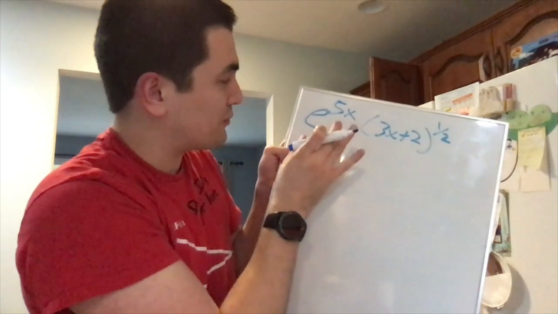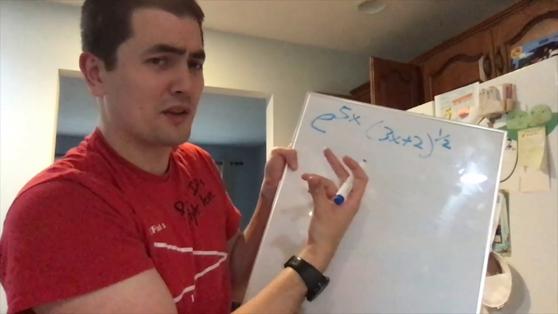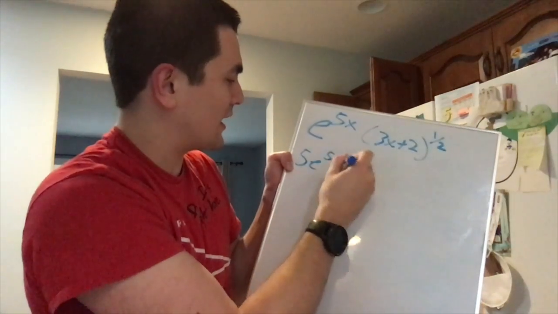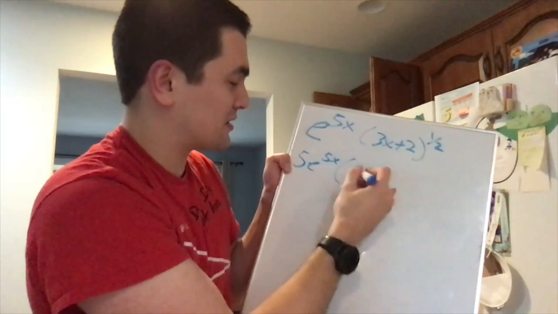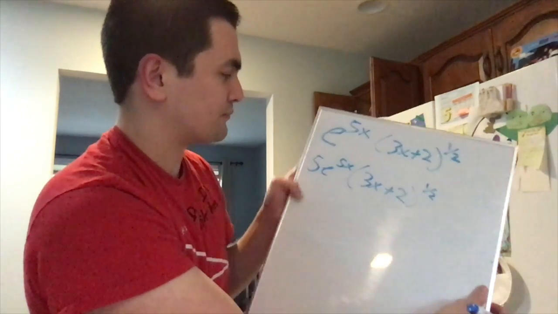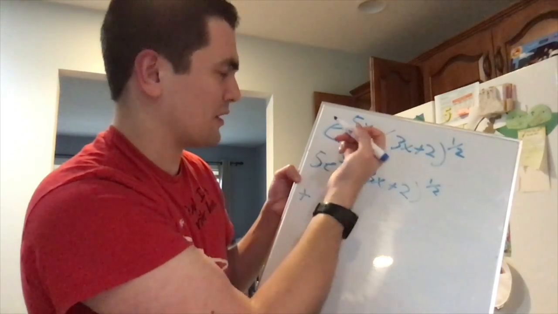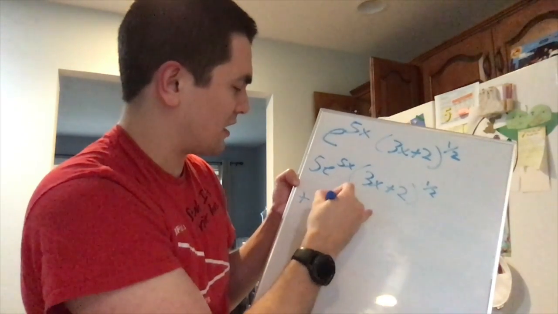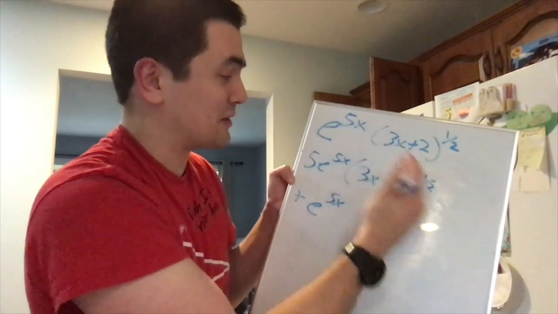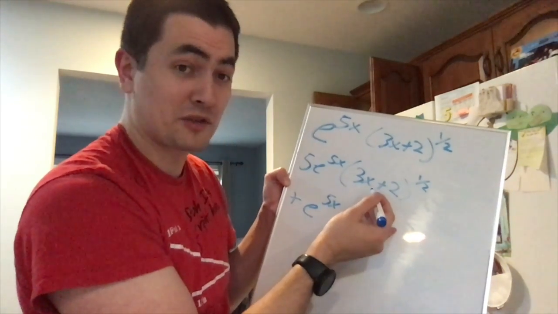So why don't we do the derivative of the first times the second? The derivative of the first, recall, is the chain rule. So it's going to be 5e to the 5x times, and then you just copy the second part down, 3x plus 2 to the 1/2 power. Then you have to add the derivative of the second times the first. The first we can just carry along for the ride. The derivative of the second, we already did. The 1/2 comes down and turns into a minus 1/2, and then you multiply by the derivative of 3x plus 2, which is just 3.